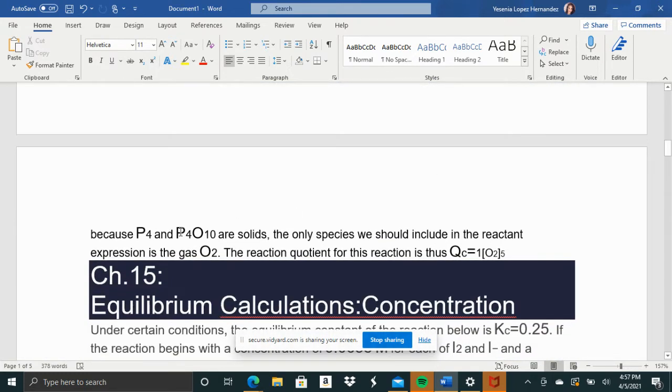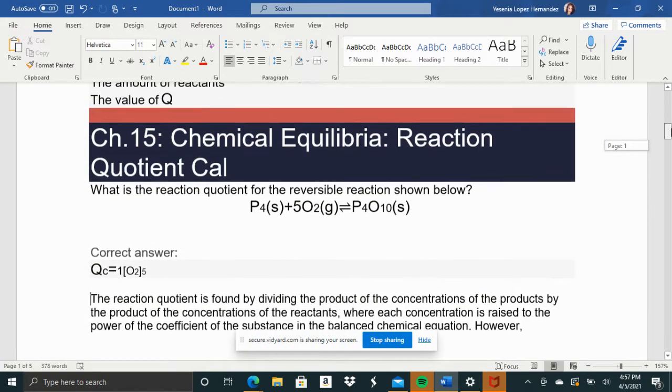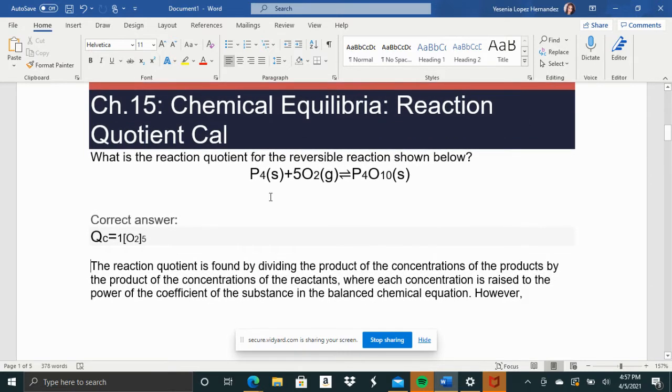However, because P4 and P4O10 are solids, the only species we should include in the reactants expression is the gas, O2. The reaction quotient for the reaction is thus Qc equals 1 over O2 to the fifth. So this would be the correct answer for this reaction. They would give you this, and now you would find the quotient.